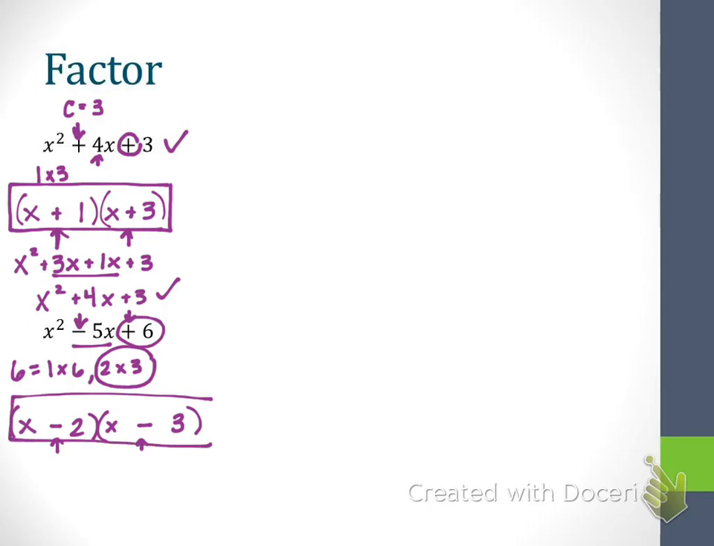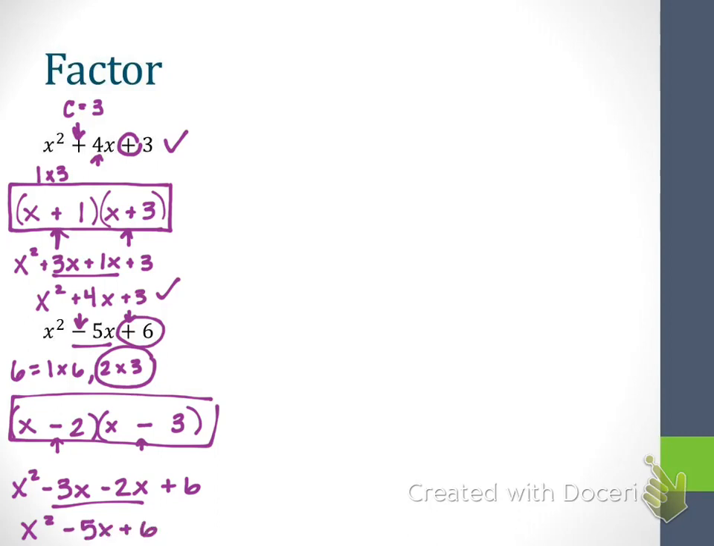Okay? Let's FOIL this just to double check and make sure. First, x times x is x squared. X times negative 3 is negative 3x. Negative 2 times x is negative 2x. Negative 2 times negative 3 is what? Positive 6. Let's add like terms. Same signs, negative, negative, so I add and keep. X squared minus 5x plus 6.